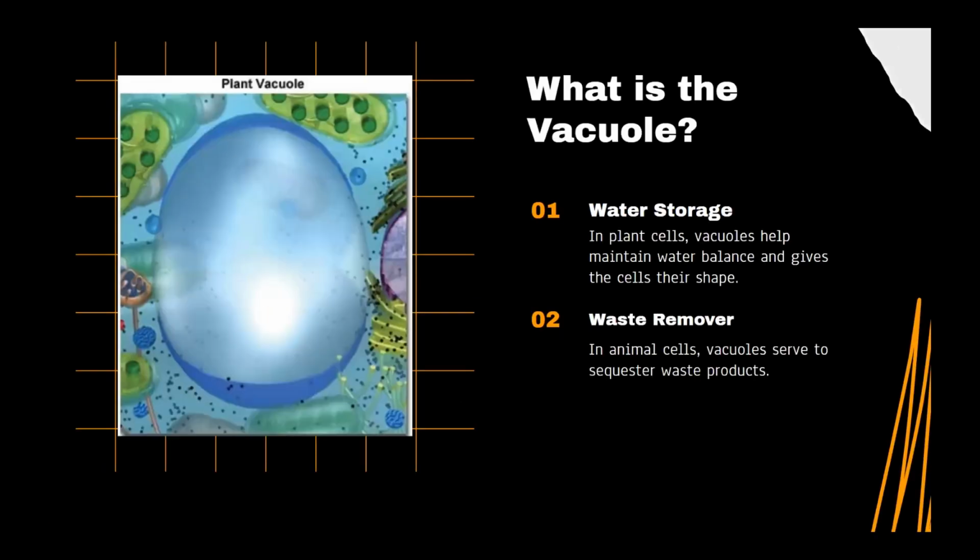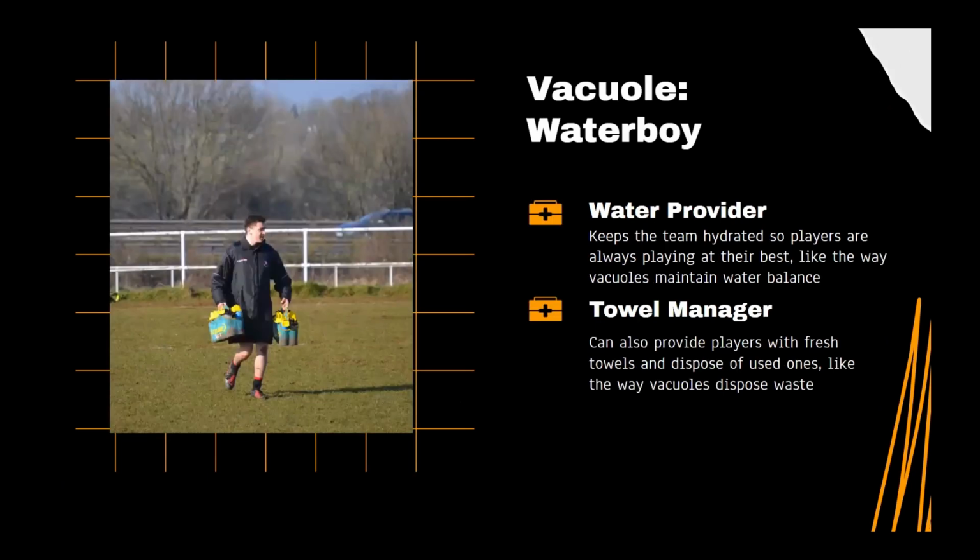Next on the list is the vacuole. So the vacuole in plant cells is used as water storage. The vacuole helps maintain water balance, and it also gives the plant cell their structure and their shape. And in the animal cells, they act as waste removers, so they get rid of unwanted material from the cell.